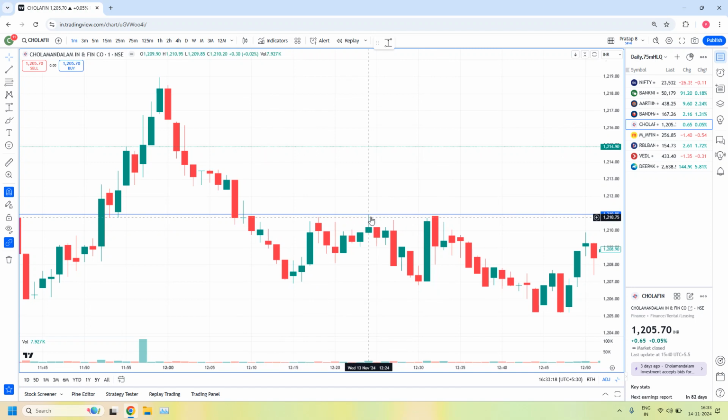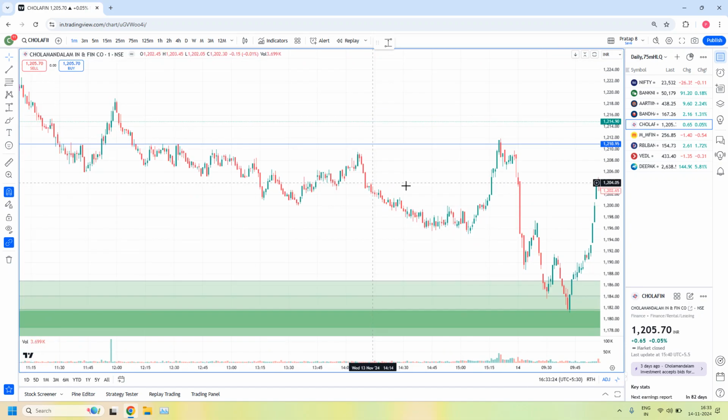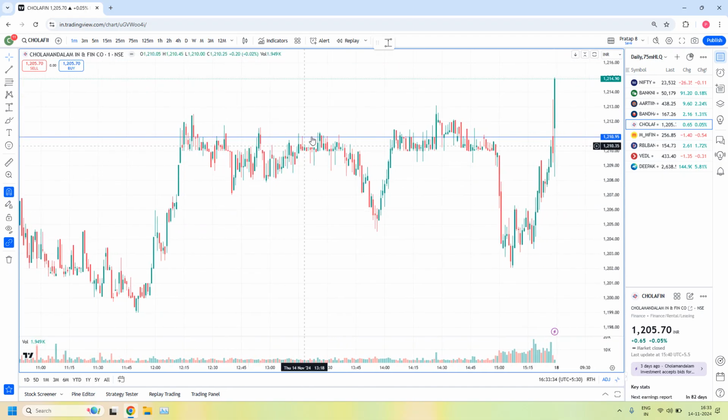Because this is the area where prices are getting resistance, probably this could be the target. See, that is what happened today. Prices reached, we got the entry, prices reached this line and then came down. Again reached this line, came down. Reached, see, this line holding the prices.